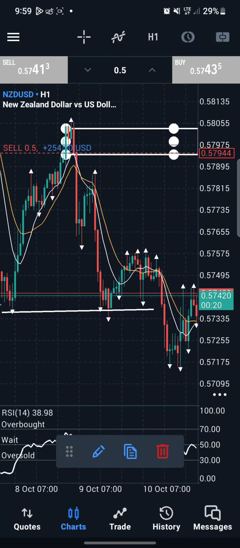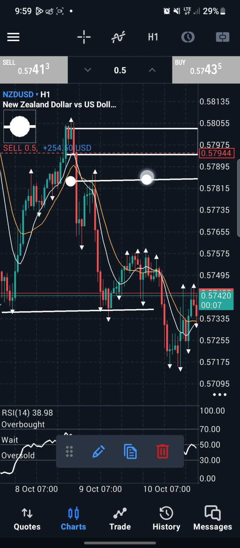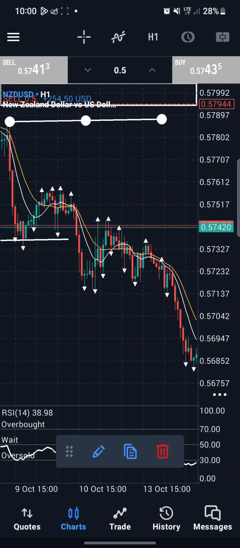Now, this is liquidity. Look at liquidity and fair value gap as well. You can see the fair value gap from this zone to this zone. It's a fair value gap. This is liquidity. Once you see this kind of setup, don't play with it.